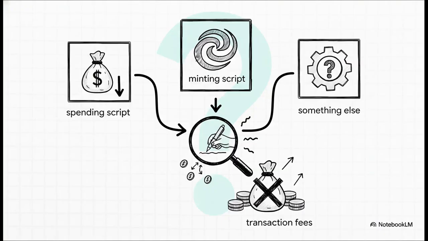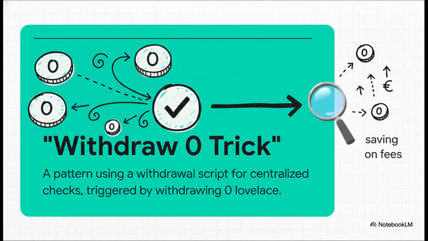Just imagine you have a really complex transaction with, say, a spending script and a minting script. What if they both need to check the exact same thing, like making sure a specific person signed off on it? Do you really want to run that check twice? Because every single check you run on-chain costs the user real money in transaction fees. And here is the genius solution, the withdraw zero trick.